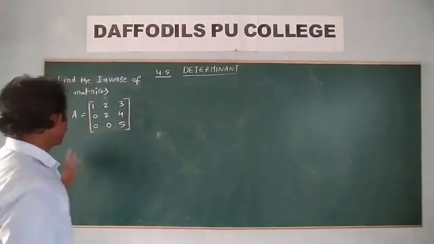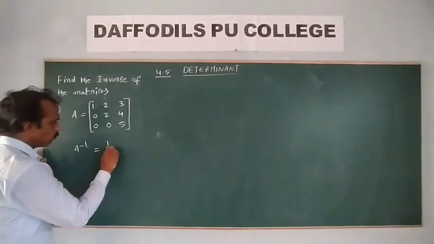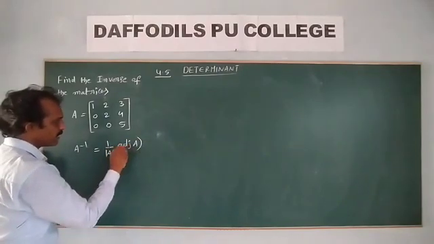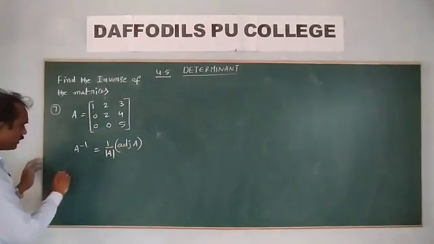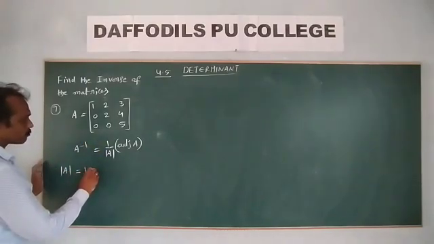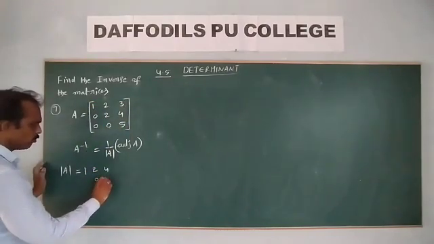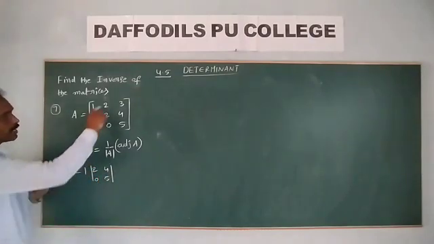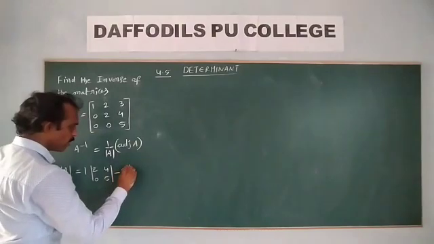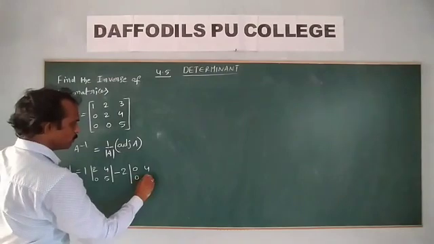Okay. What is the A inverse formula? A inverse is equal to 1 by det A of adjoint A. First of all, find det A. What is det A? 1 of, deleting this row and this column, 2, 4, 0, 5, along with the determinant, with signs plus, minus, plus, minus 2 of deleting this row and this column, 0, 4, 0, 5.